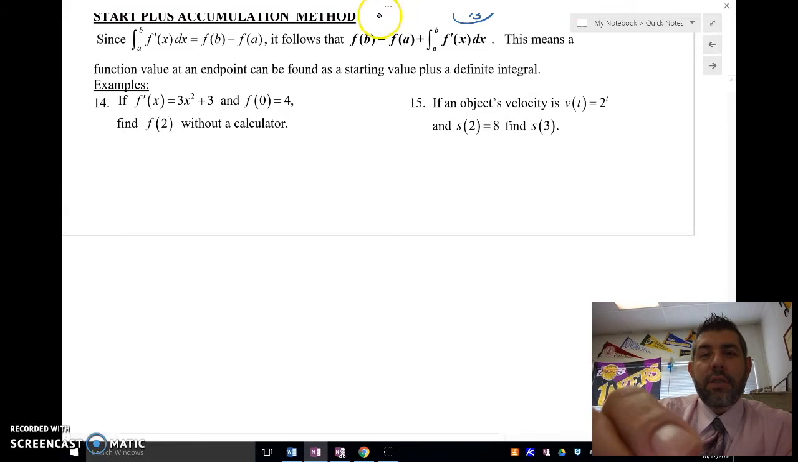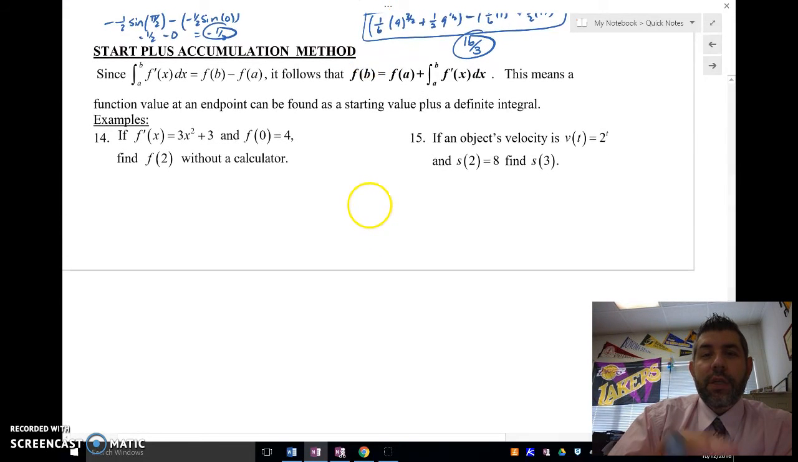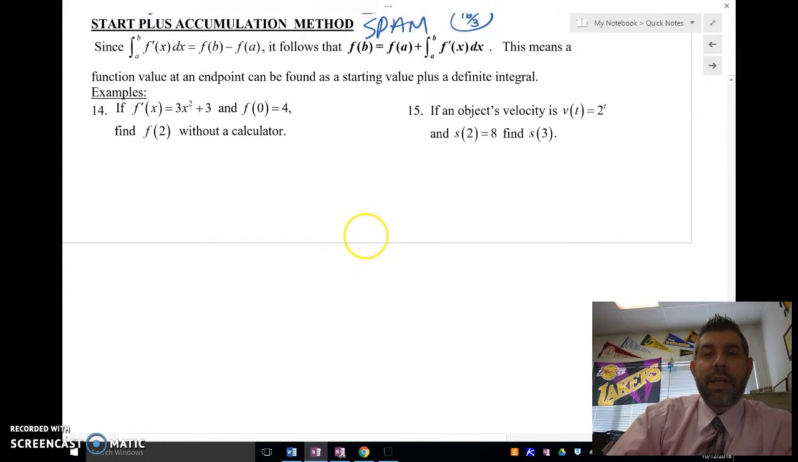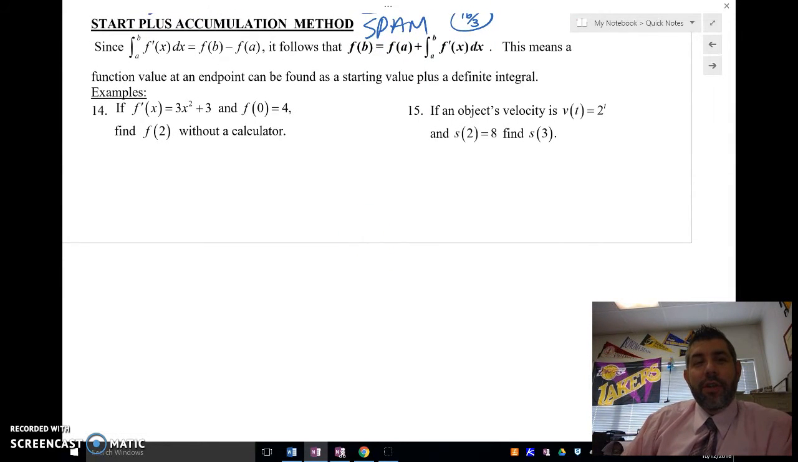And I like to say this is SPAM, start plus accumulation method. So you can think of it that way. You already know that the accumulation of something is going to be the area under the curve, or the definite integral. If we start at a certain part of that function and then we accumulate, it's called start plus accumulation. So it's almost like having an initial condition, but just slightly different. Let's take a look at a couple examples.